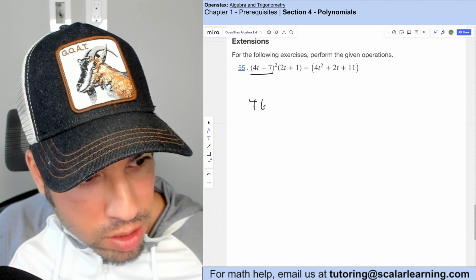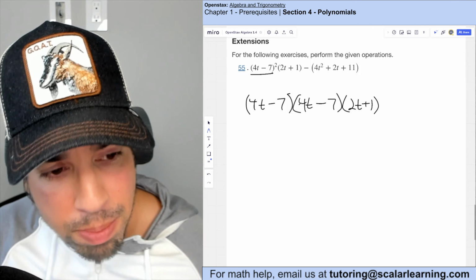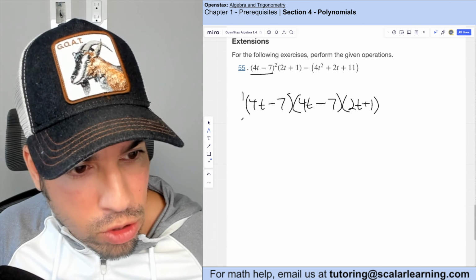So the first thing I'm going to do is I'm going to expand this binomial as 4t minus 7 times 4t minus 7. Now I'm going to simplify this. I'm going to first FOIL the first two binomials.